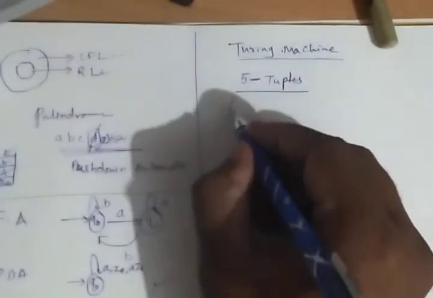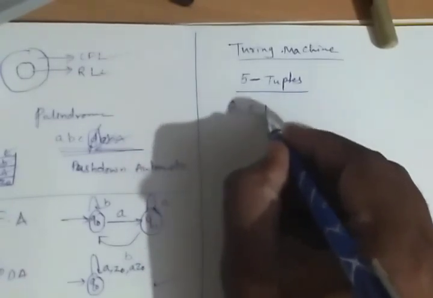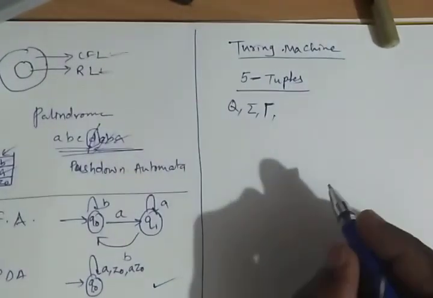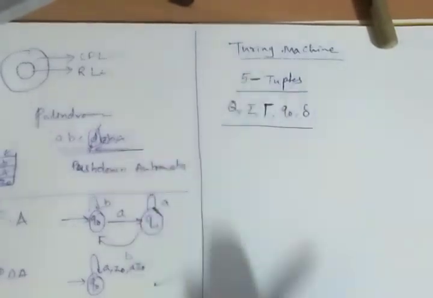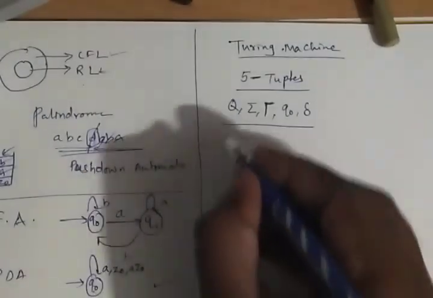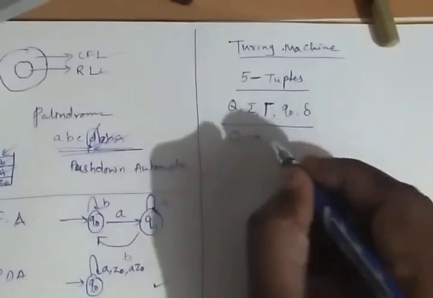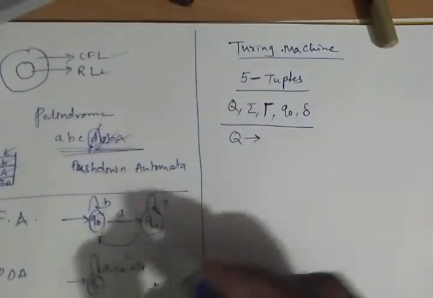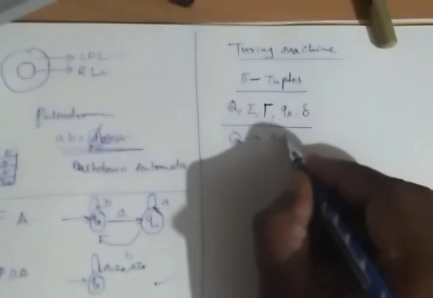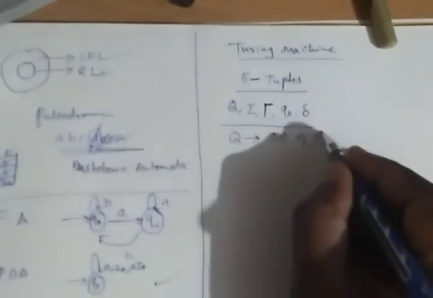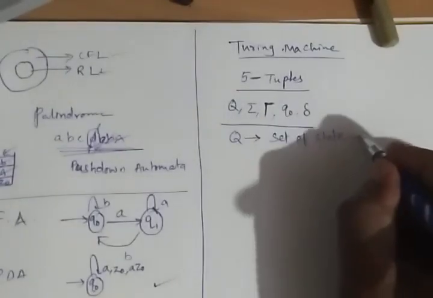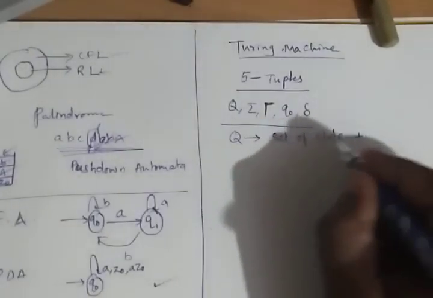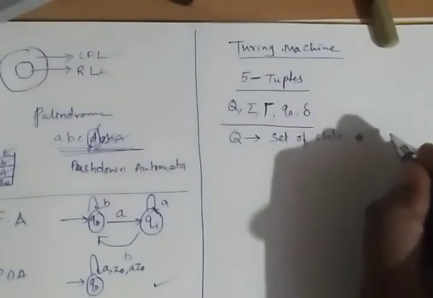So what are the 5 tuples? It is Q, summation, lambda (this symbol, I am pronouncing it as a lambda symbol), then Q naught and delta. So there are 5 tuples in a Turing machine. What is Q? As in case of finite automata and push down automata, here also Q is a set of states. Now here in a Turing machine, along with the Q, there are 2 more states.